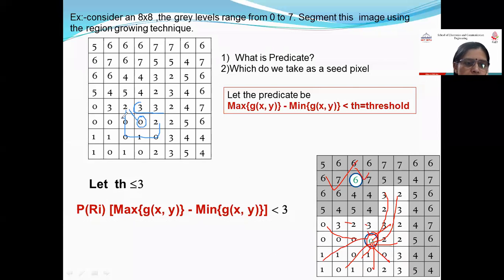Then we go to the neighbors and check whether these are in same region, and then we continue the process. So this is your region growing technique example.